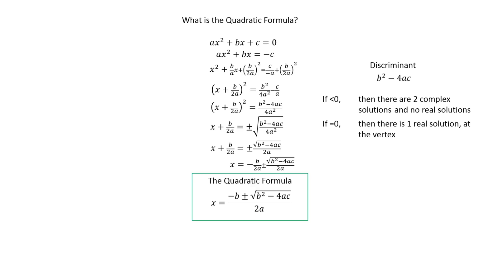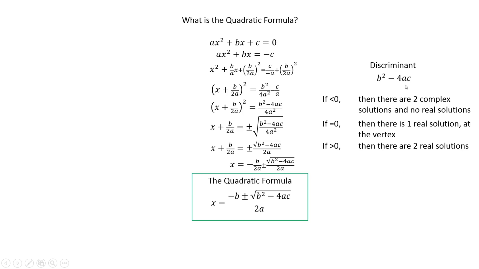If it equals 0, then there's exactly one solution, and that can happen because it's actually at the vertex. If it equals 0, that means that the square root of 0 equals 0. Negative b plus or minus 0 is just negative b over 2a. Well, x equals negative b over 2a is the vertex. So if that equals 0, hey, there's one solution. And if it's positive, it means that there's two real solutions, because we'll have our negative b plus or minus a number. Well, a number one way, and then minus a number the other way.